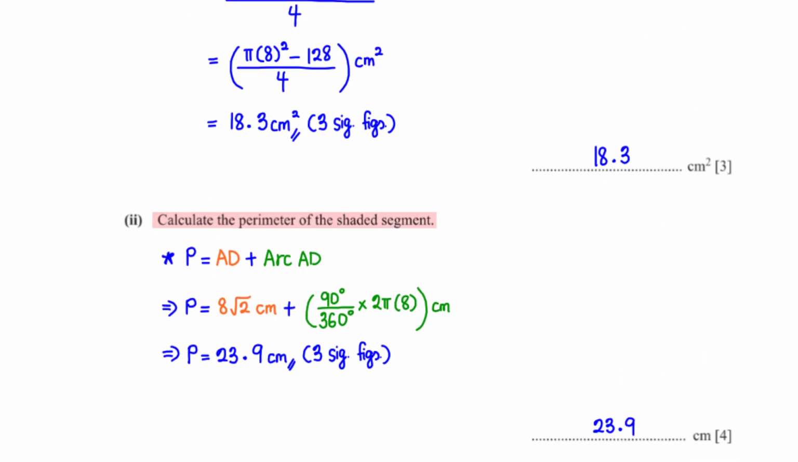Calculate the perimeter of the shaded segment. The perimeter of the shaded segment is equal to side AD plus the length of arc AD. We found the length of side AD to be 8√2 centimeters. We can get the length of arc AD using theta over 360 degrees times 2 pi r, where theta is 90 degrees and the radius r is 8 centimeters. When we type this into the calculator, we get 23.9 centimeters, rounded to 3 significant figures.